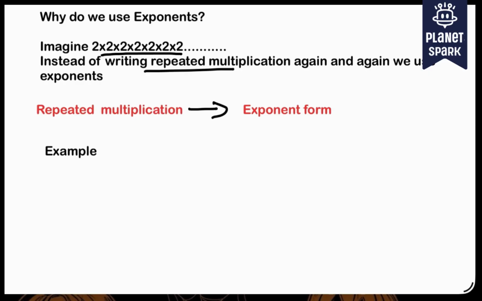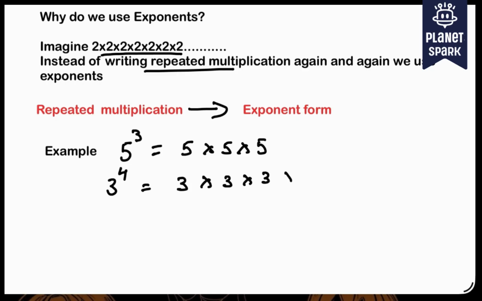Let's take an example. If I write down 5 raised to the power 3, 5 is the base, 3 is the power. This means that the base would be multiplied 3 times. So 5 would be multiplied 3 times. 3 raised to the power 4: 3 is the base, 4 is the power. So base 3 would be multiplied 4 times.